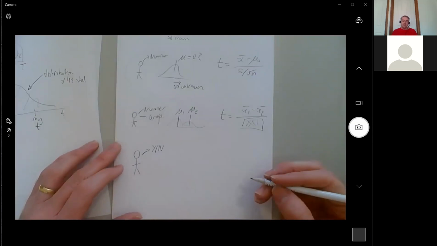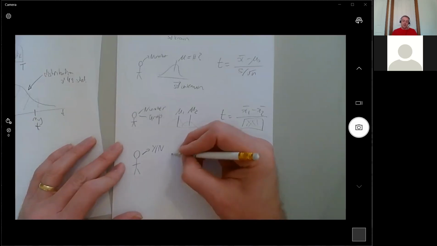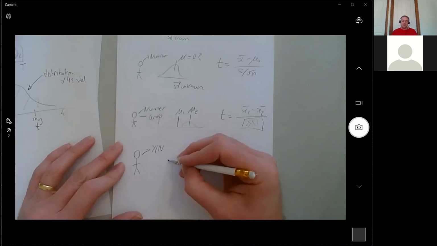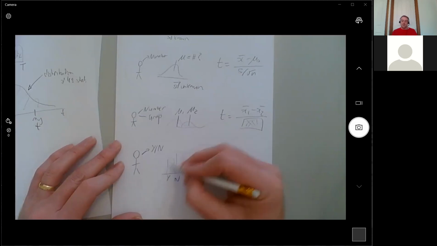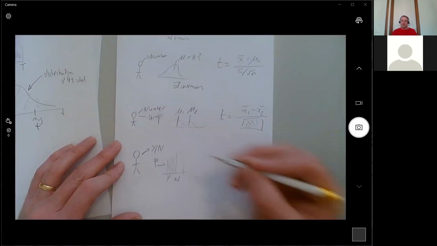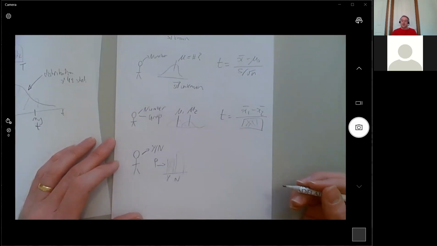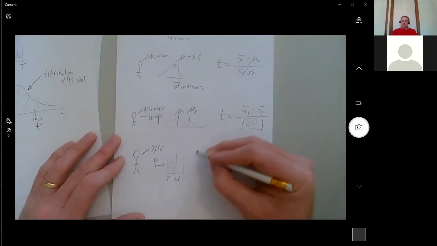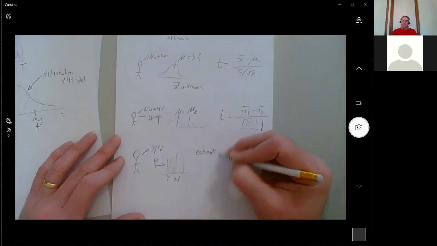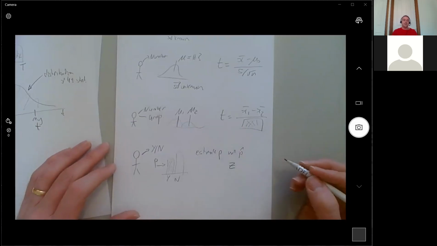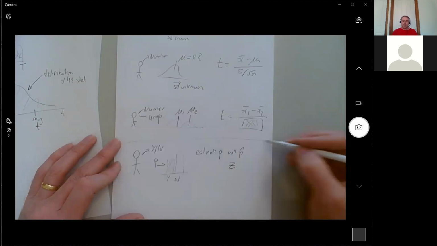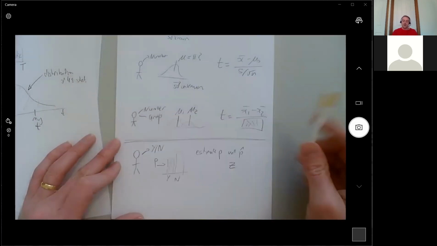And so this time you're interested in, based on the proportion, how common is the yes or the no? And so that's the P for proportion. And so in that case, when you're trying to estimate P with P hat, that's a Z as well. Yeah, that's a whole different story.